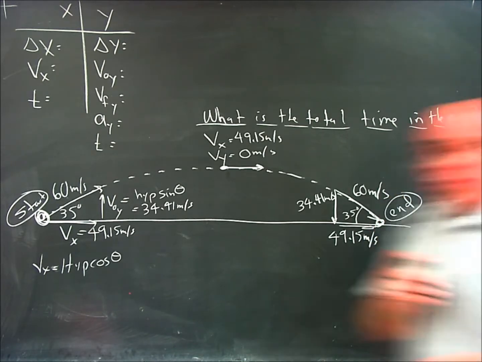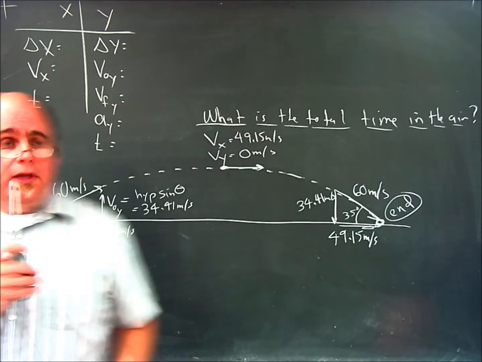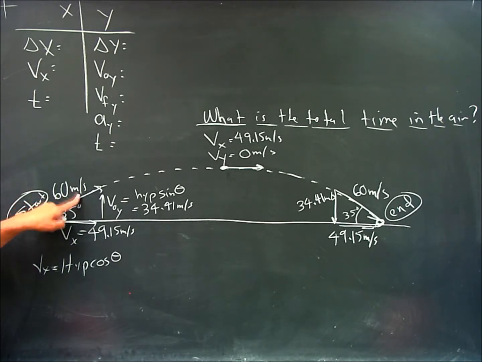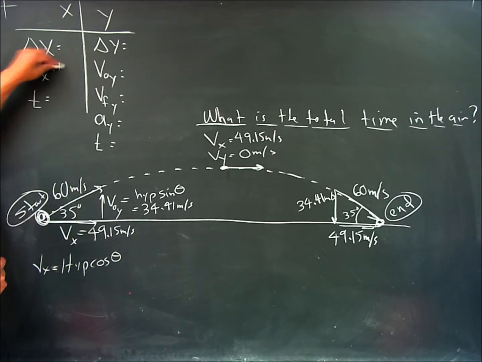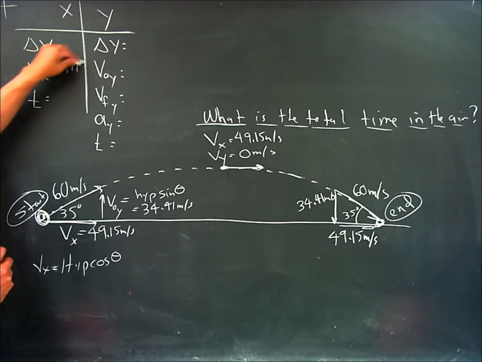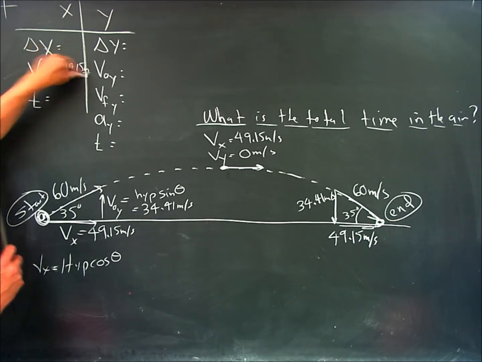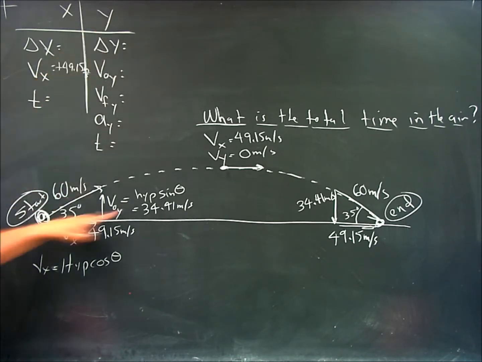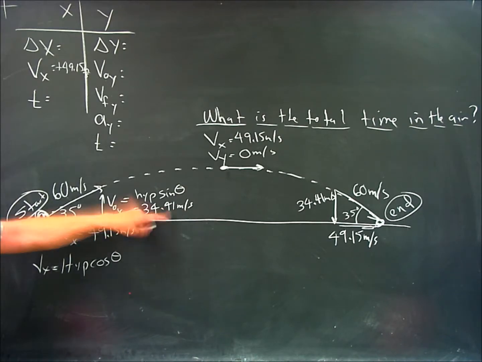Okay. So what I'm going to do is use my components. What is my velocity in the x direction as far as components go? Well, it's not 60 meters per second. 60 meters per second is the total, the real true speed. I only want the x component. So I want this one, 49.15. What is the initial velocity in the y direction? Well, it says it right here, 34.41.